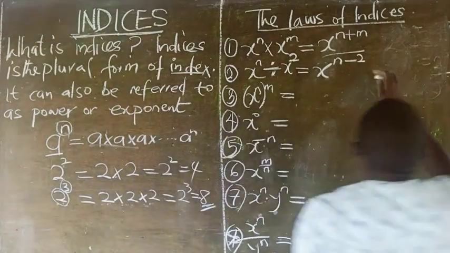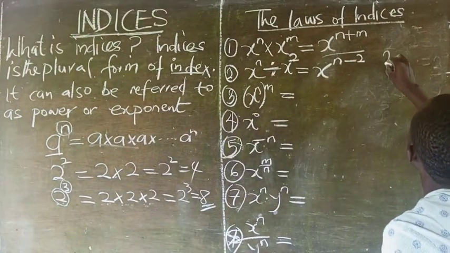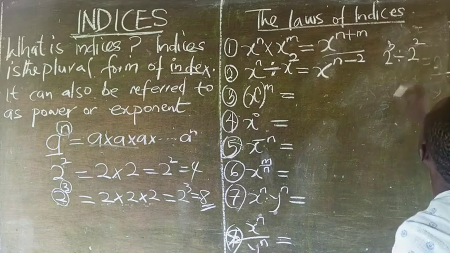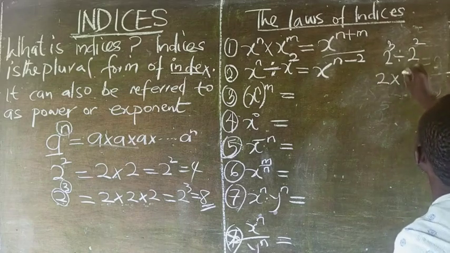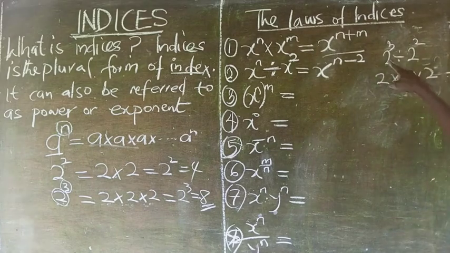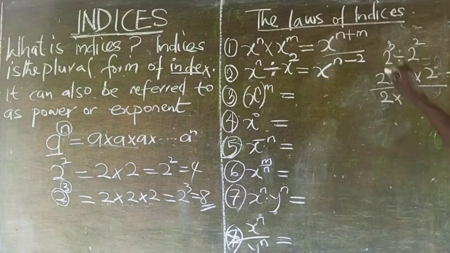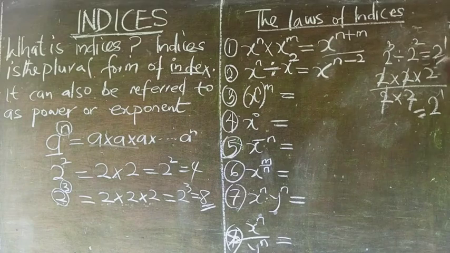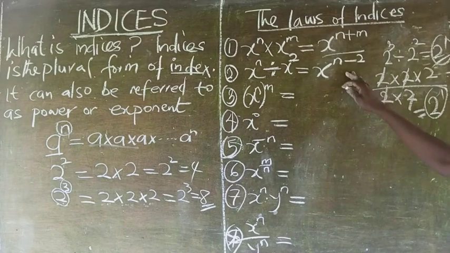So if you want to go by example, like 2 raised to power 3 divided by 2 raised to power 2, it becomes 2 times 2 times 2, 3 times, divided by 2 times 2. So what do we do? This cancels out, this cancels out. It becomes eventually 2 raised to power 1. You see that? From here, this is the same thing as 3 minus 2, which is 2 raised to power 1. The same answer. So this one holds.